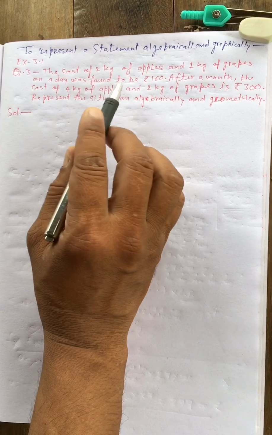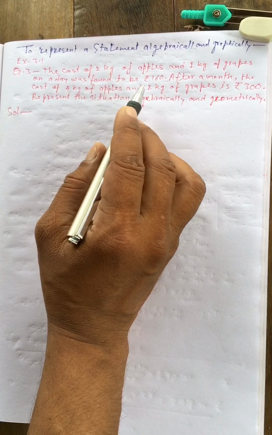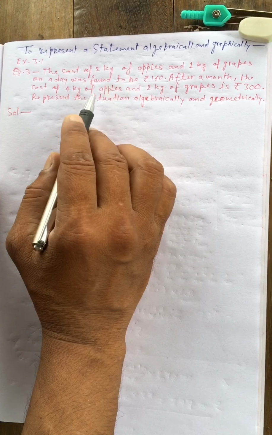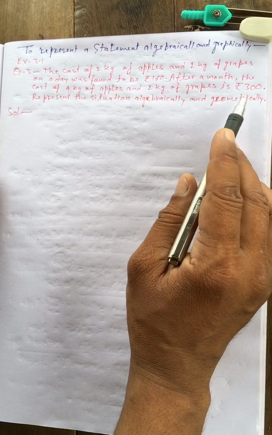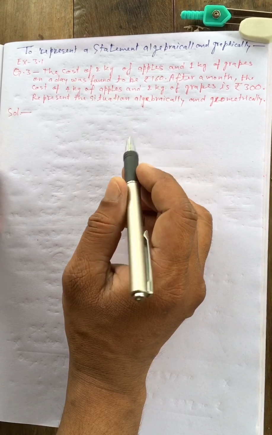The cost of 2 kg of apples and 1 kg of grapes on a day was found to be rupees 160. After a month, the cost of 4 kg of apples and 2 kg of grapes is 300 rupees. Represent the situation algebraically and graphically.